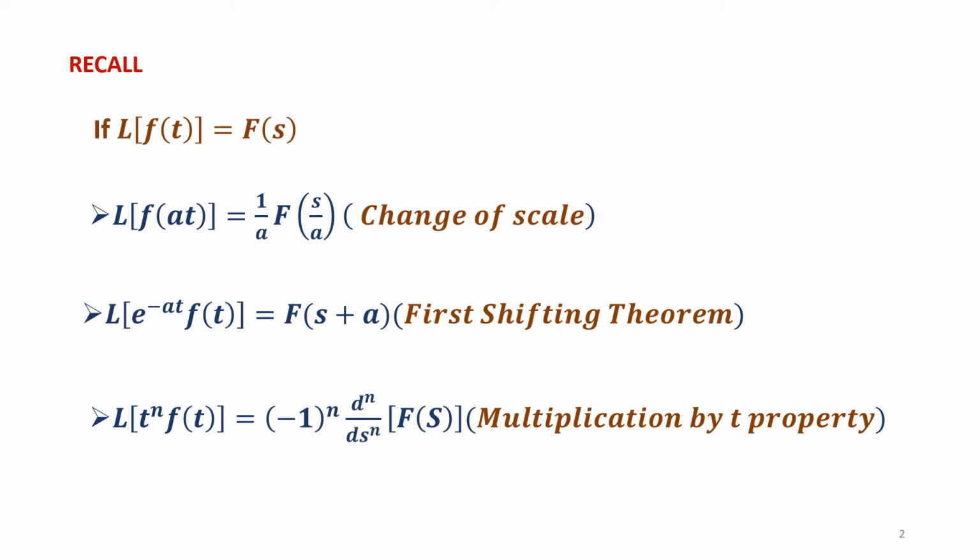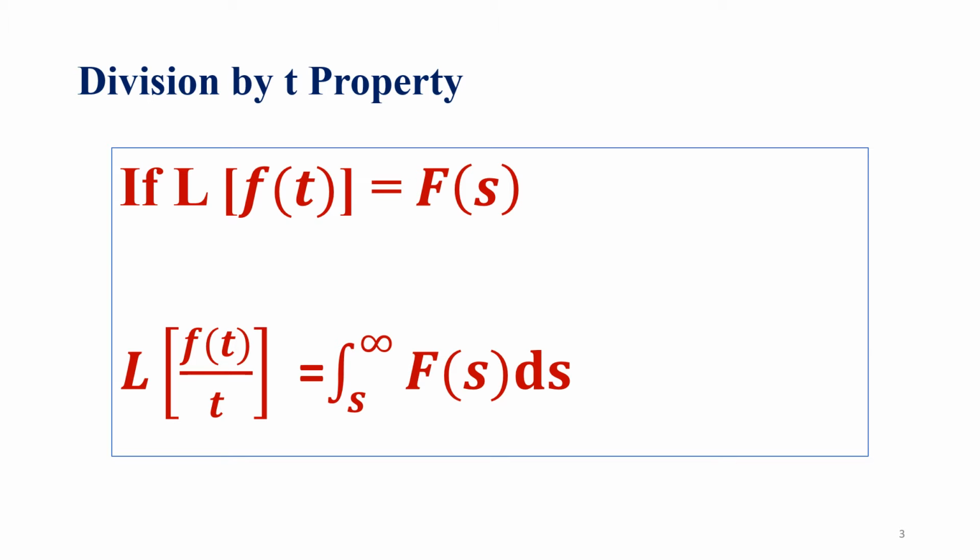So next we have the inverse of this, that is division by t property. So when we divide f of t by t, then we have to integrate the function between the limits s and infinity. So when we multiply a function by t raised to n, differentiate the function L of f of t. Now when f of t is divided by t, then integrate the function L of f of t between the limits s and infinity. So here we have integration.